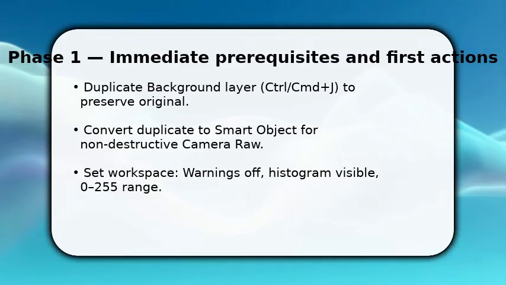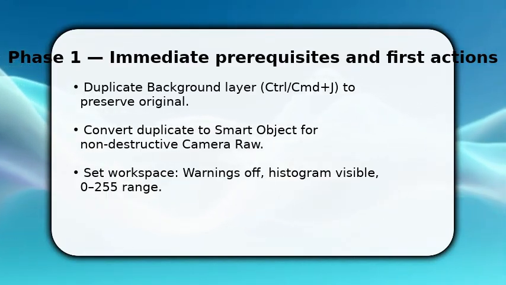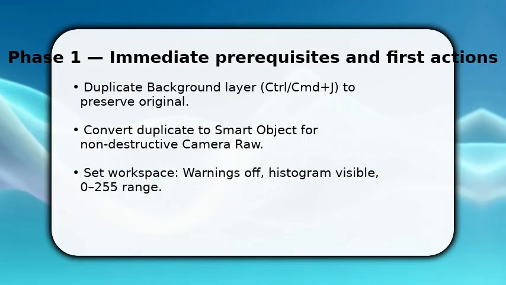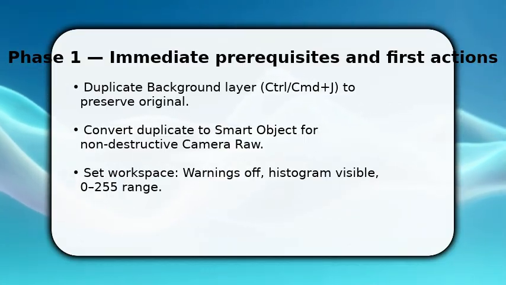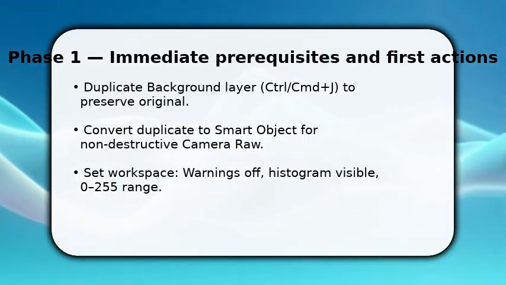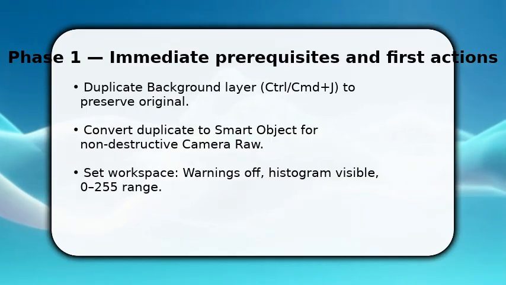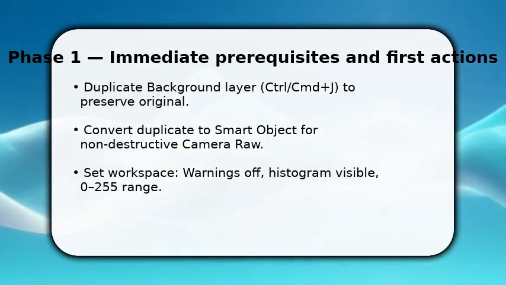You start by protecting the original. Duplicate the background layer now, and convert that copy to a smart object. This gives you non-destructive control and lets you apply Camera Raw as a filter, so you can tweak indefinitely. Once done, open Filter, Camera Raw Filter immediately.